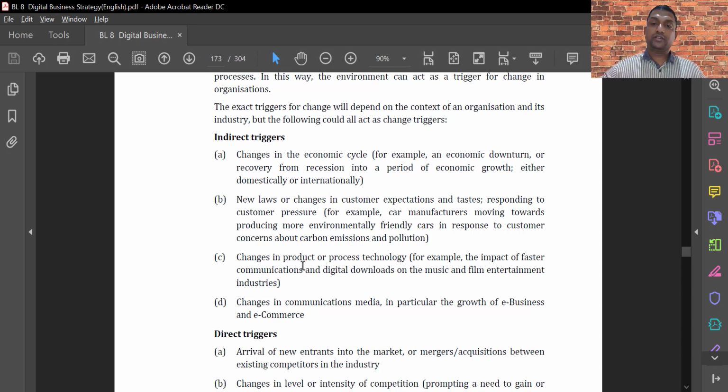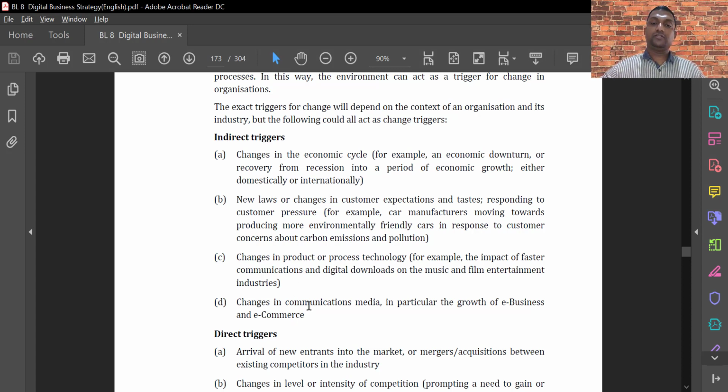Changes in product or process technology. If you are using certain technology, let's say you have a business which has vehicles to be rented, and then suddenly a new metering method, new technology, is introduced, and because of that you will have to do certain changes. You have to buy some equipment for all your vehicles, something like that. So the technology which is used by the rest of the industry also will be a reason for you to adopt it. So it's an indirect trigger.